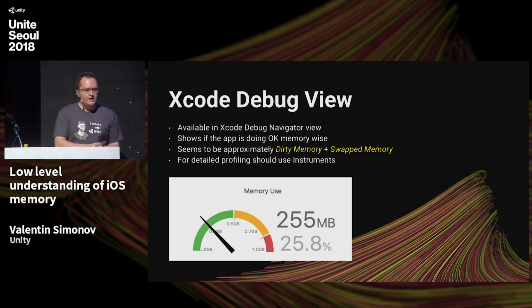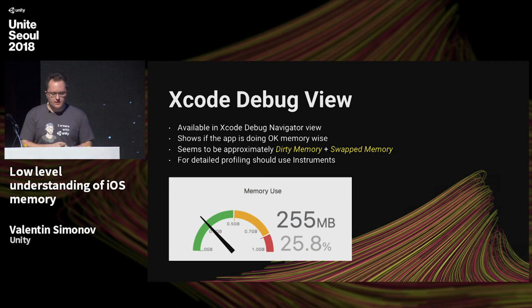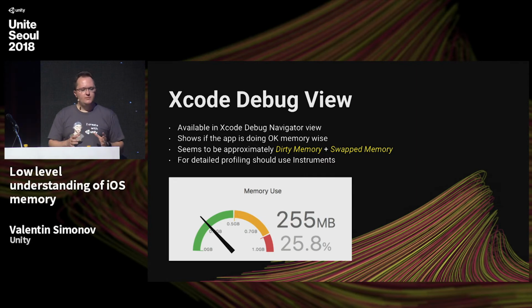So when you run your game from Xcode, you will get a number of gauges in the Xcode debug navigator view. And one of them shows how your memory is doing, how your device is doing memory-wise. Unfortunately, it's not totally known what this bar shows exactly. But it seems that the value is usually around the sum of dirty memory and swapped compressed memory.